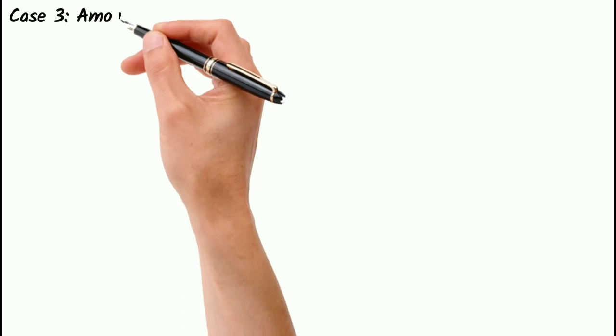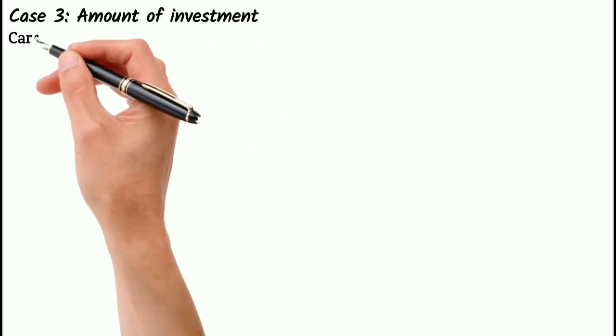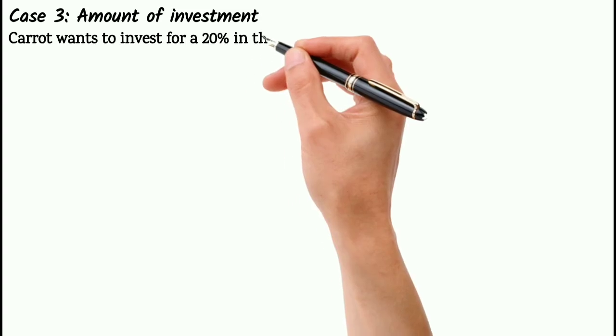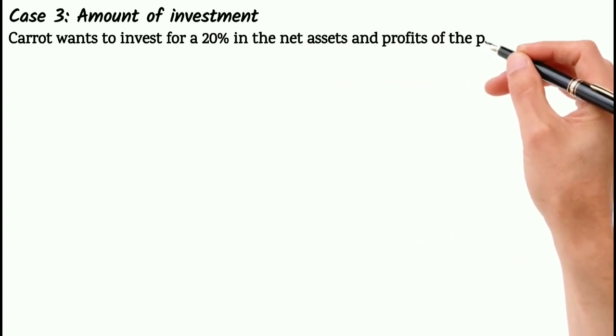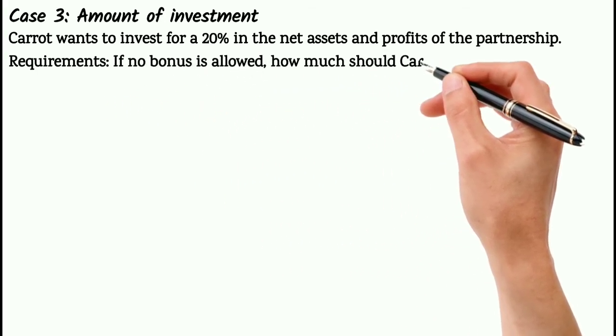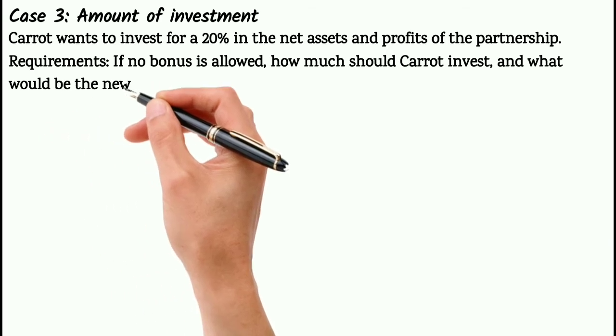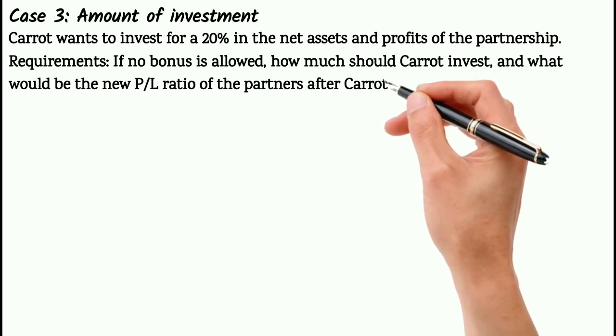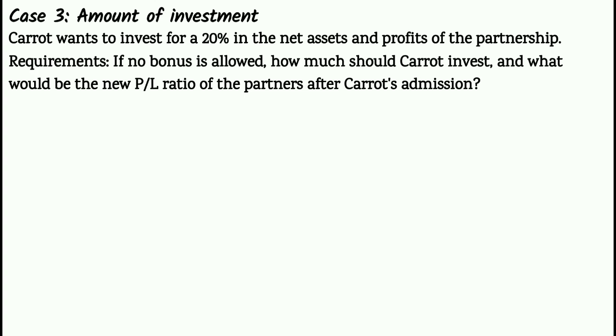Next, case 3, amount of investment. Carrot wants to invest for a 20% interest in the net assets and profits of the partnership. Requirements: if no bonus is allowed, how much should Carrot invest, and what would be the new profit or loss ratio of the partners after Carrot's admission? First, let's compute for the amount of investment. How much will Carrot invest to get a 20% interest in the net assets and profits of the partnership?